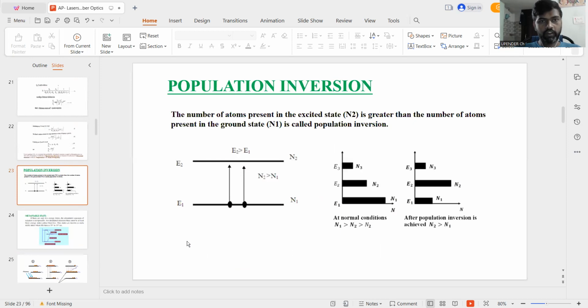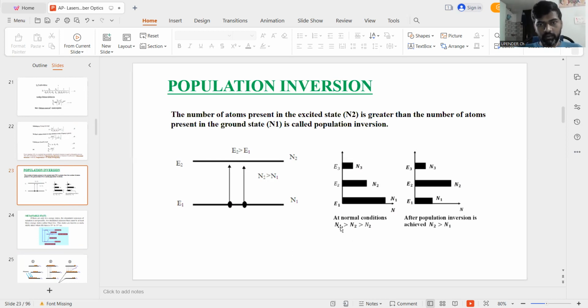The next one is population inversion. What is population inversion? The number of atoms present in the excited state N2 being greater than the number of atoms present in the ground state N1 is called population inversion. Before going to population inversion, what is normal population? At thermal equilibrium, the number of atoms in the ground state is almost always greater than the number of atoms in the excited state, at thermal equilibrium condition.